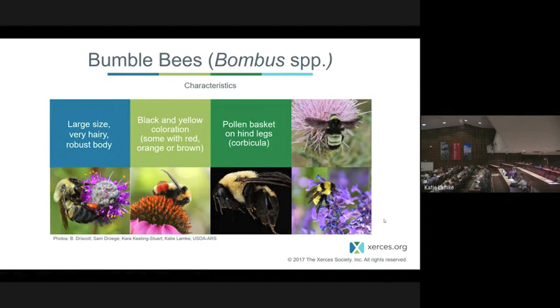And bumblebees will have what we call a corbicula, which if you look on their hind leg here, is sort of a hollowed out basket that allows them to place a whole bunch of pollen when they're flying around. If you look in this photo, you can see that she's starting to get some pollen in her basket there. Corbicula.